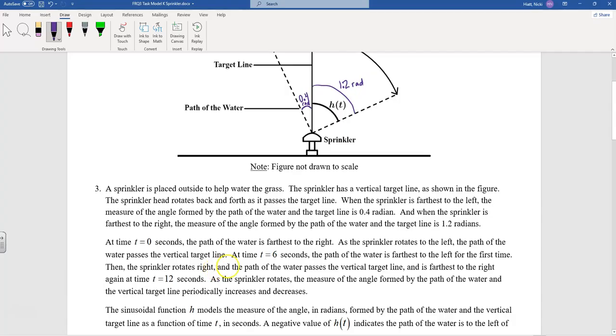Right. And the path of the water passes the vertical target line and is furthest to the left for the first time. I read that wrong. Okay.